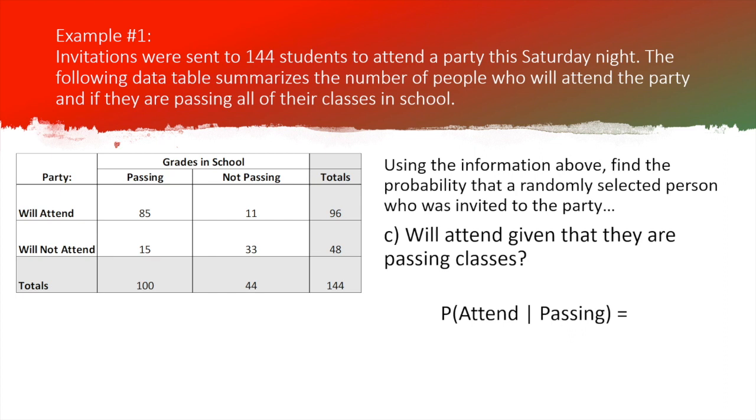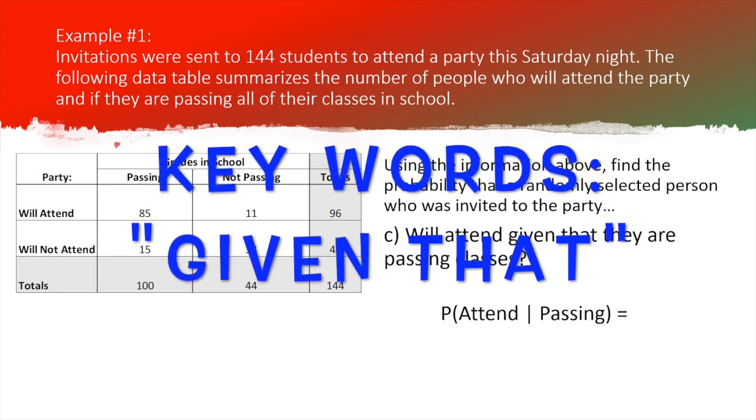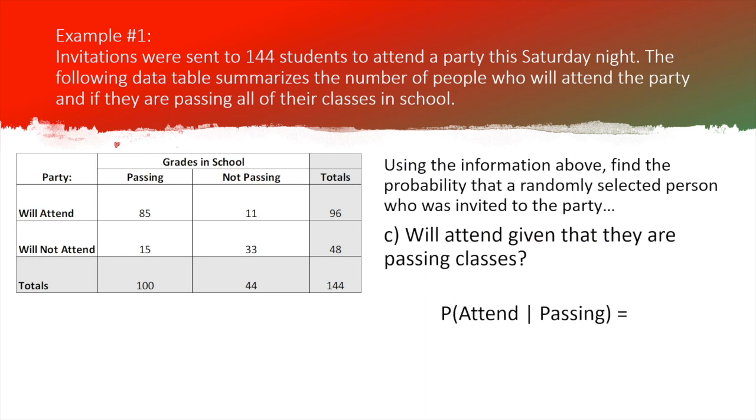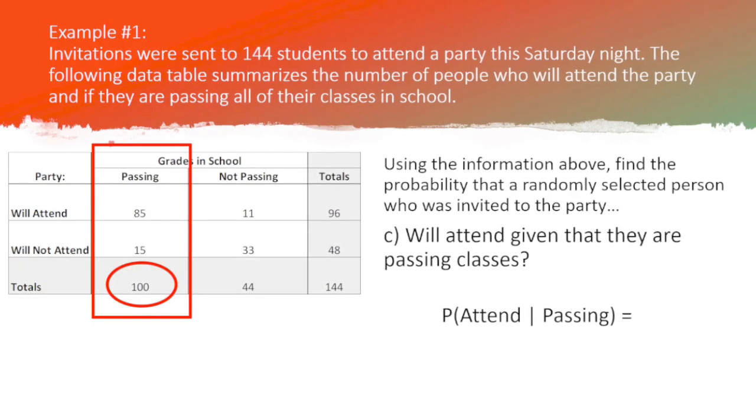So now let's look at part C. C is a little bit different because this is where we're placing a condition on the probability problem. Part C: what is the probability that a randomly selected student will attend given that they are passing classes? So now we're just looking at the probability that they'll attend given that they are passing their classes. We have to look at only the passing column.